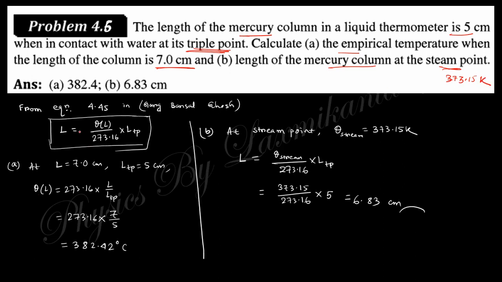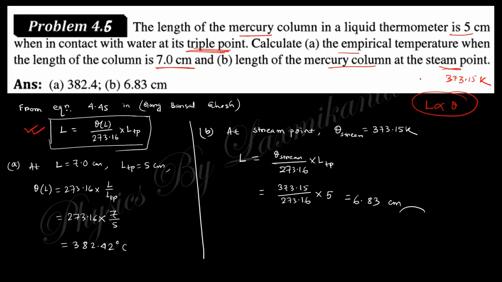So you know this relation for the thermometer, the length of the liquid with the temperature. That is linearly proportional. Length is proportional to temperature. When the temperature is increased, the length will be increased. This is simply L equals theta times L triple point by 273.16. This is the triple point length. So if you put in L equals 7 and triple point length 5 centimeter, you can easily find out the temperature at which the length is 7 centimeter.